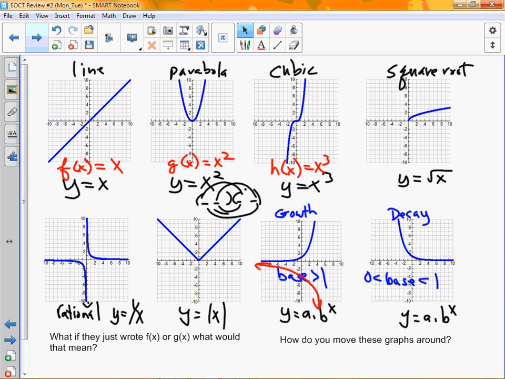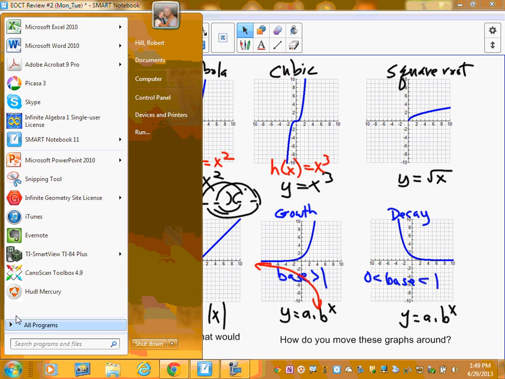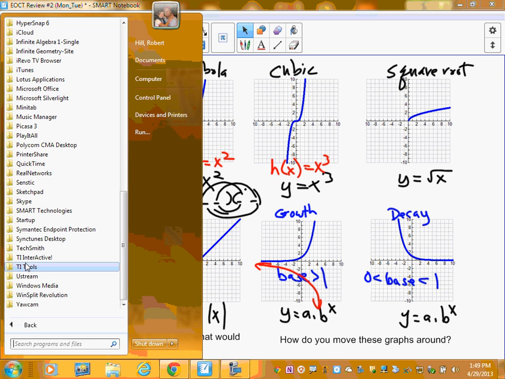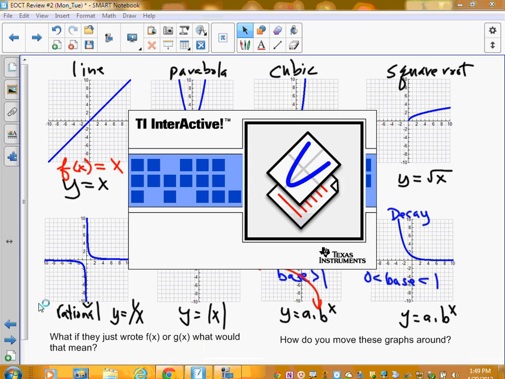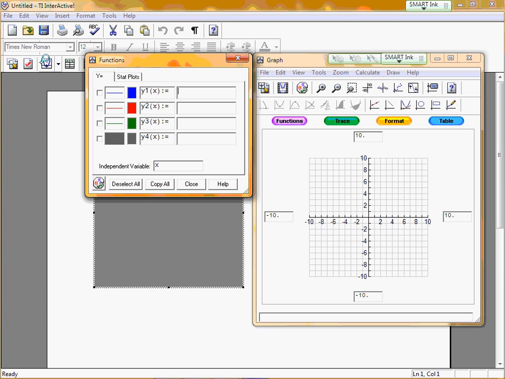Now, k, the number outside, doesn't matter. That moves it up or down, and it's positive and negative in the same direction. See if you can see what I'm talking about. I'm going down here, and I'm going to open a program called TI Interactive, which, by the way, you can't use these, guys. You cannot use TI calculators on the EOCT because of this idea I'm about to show you.